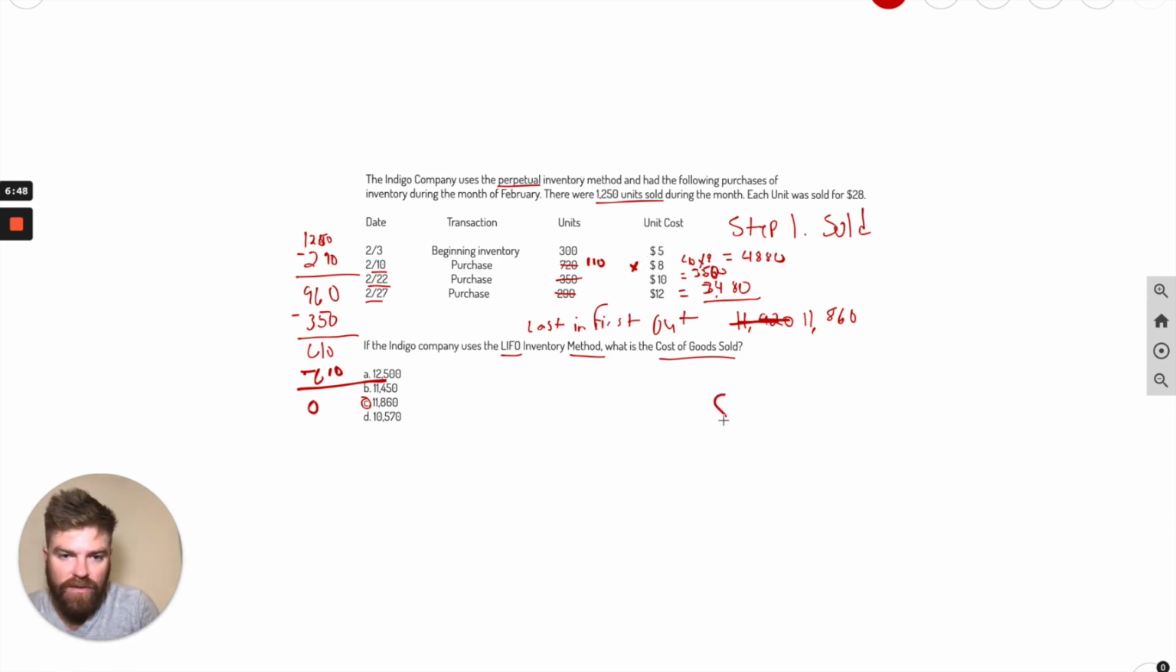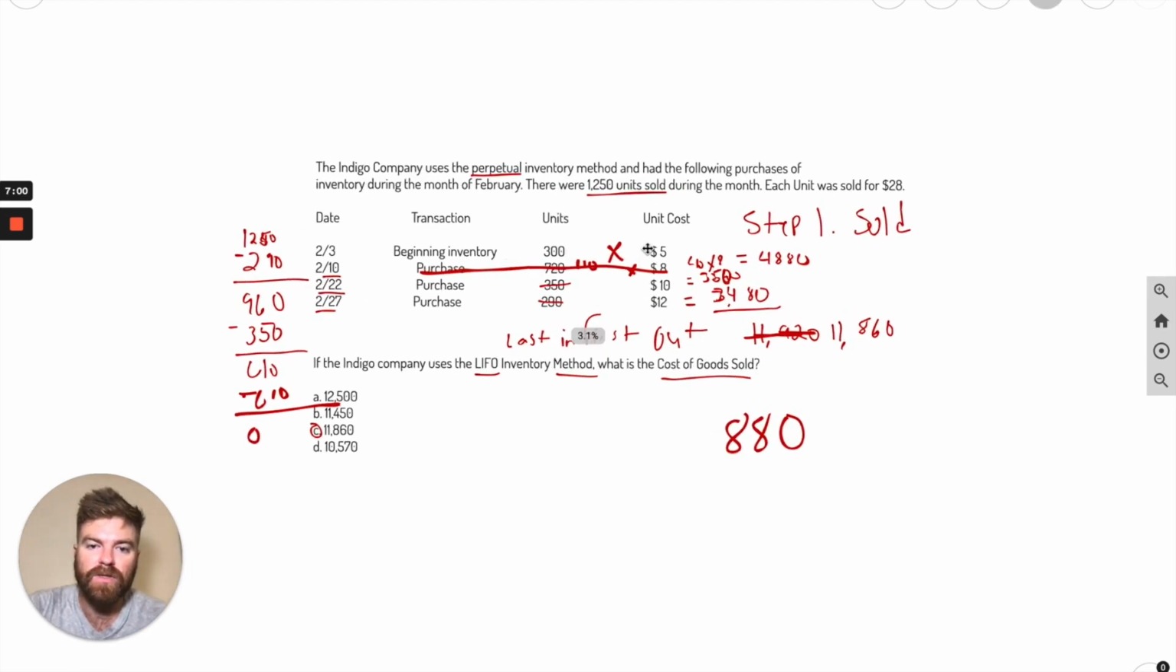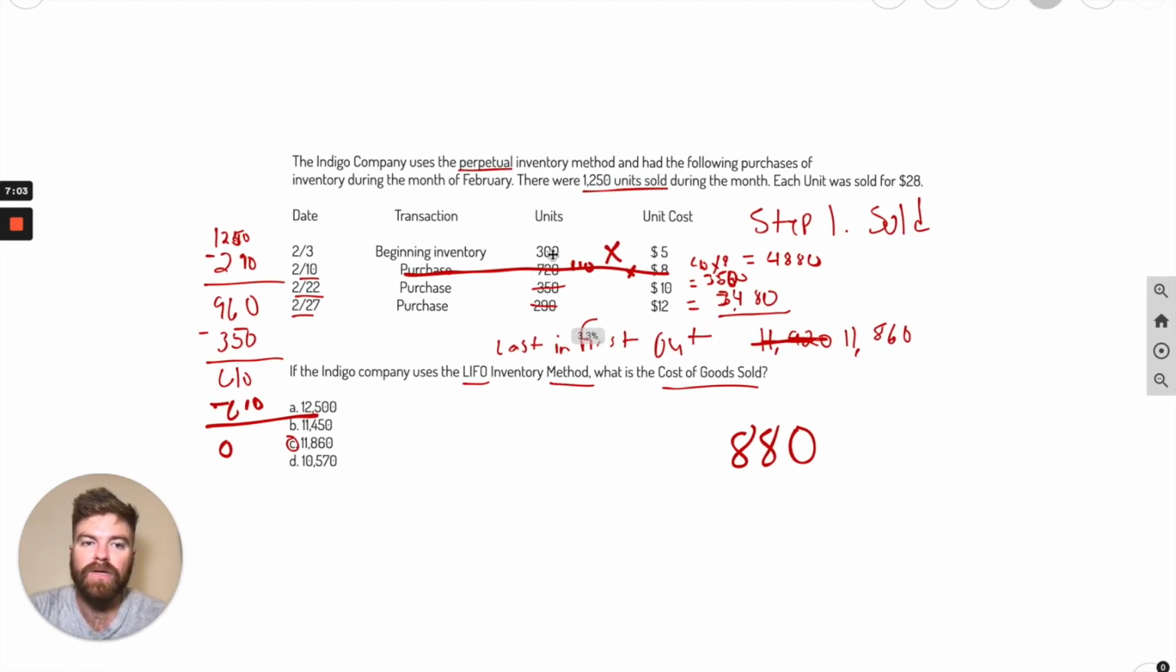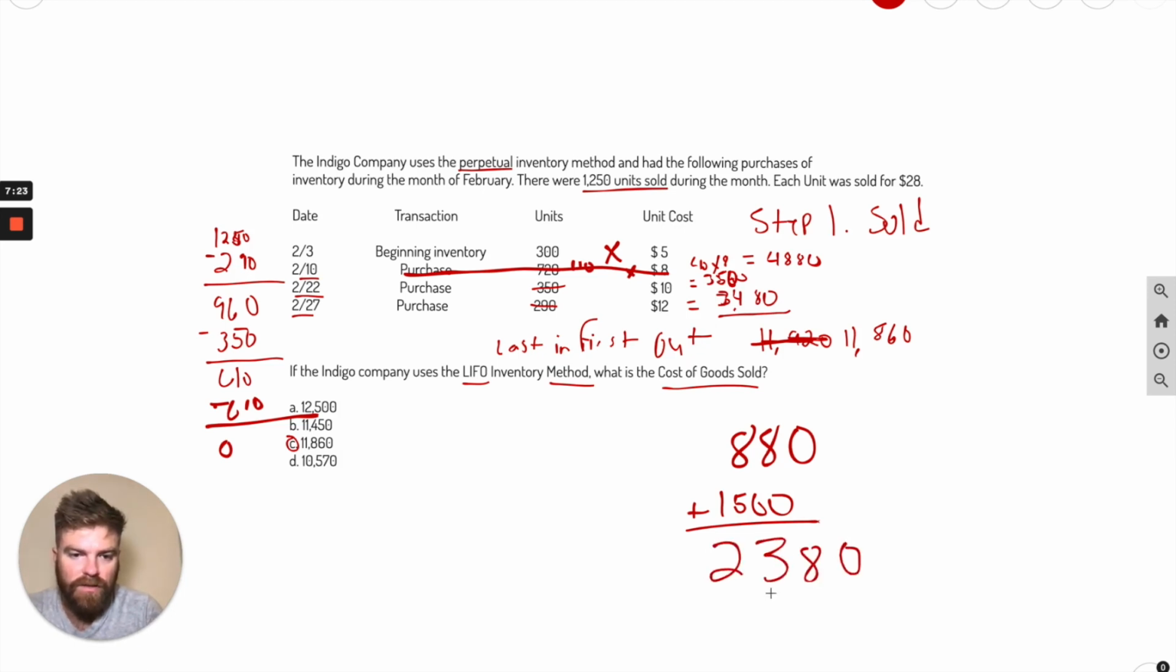I'll just move that here so we can have some space. So that's 880 for that batch. And then what was left was beginning inventory. We never used it. So we just take 300 times the 5 there. And I'll zoom in so you can make sure you can see it here. 300 times 5, and that's pretty easy math too. It's going to be 1,500. So if we add this up, let's take a look. There we are. We get 2380.